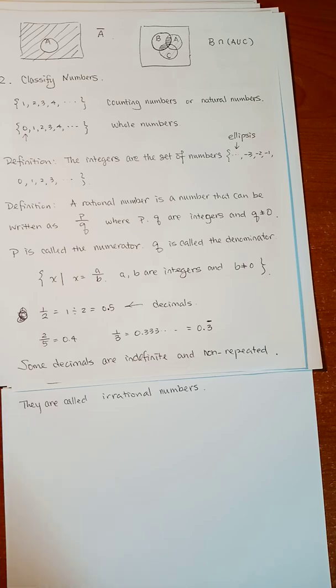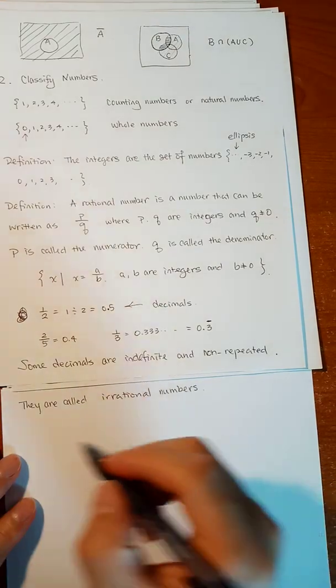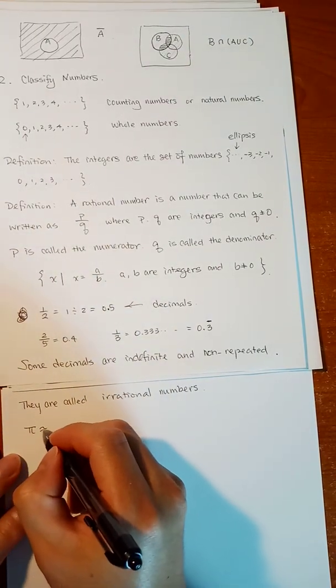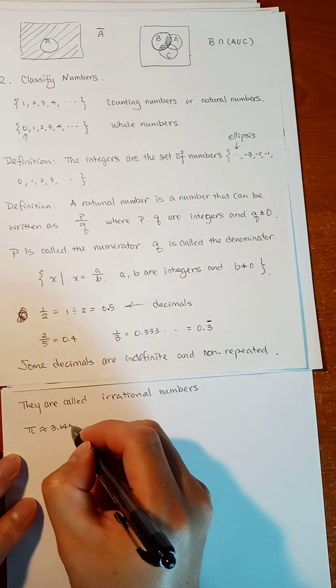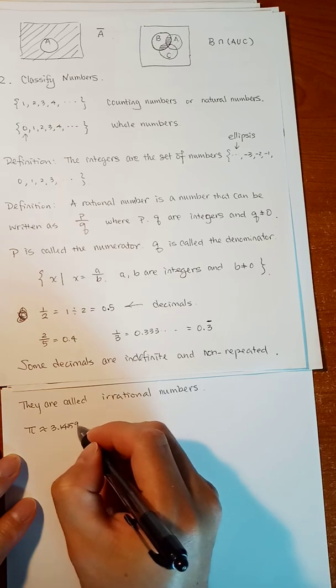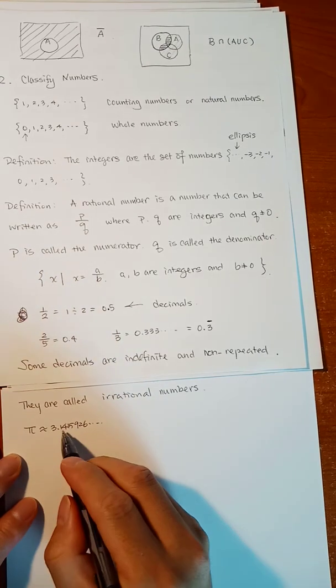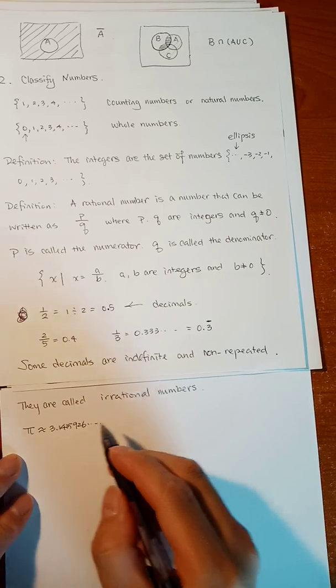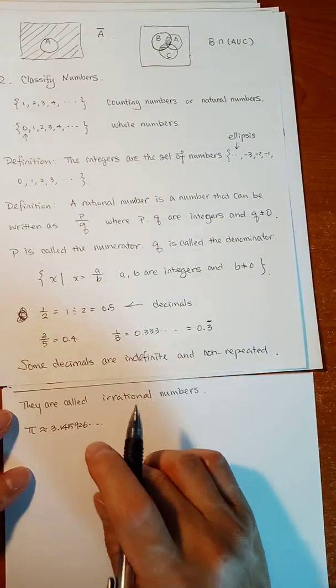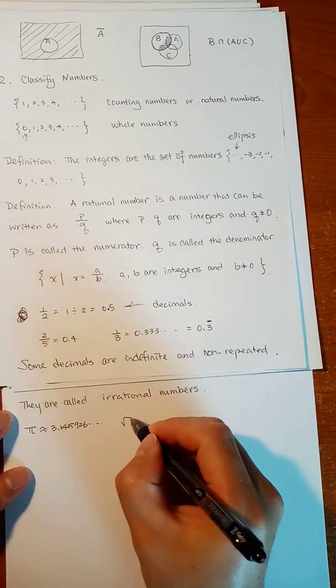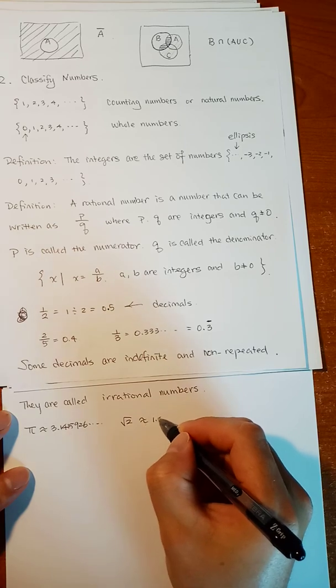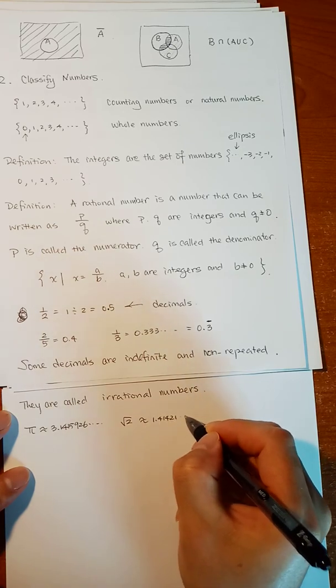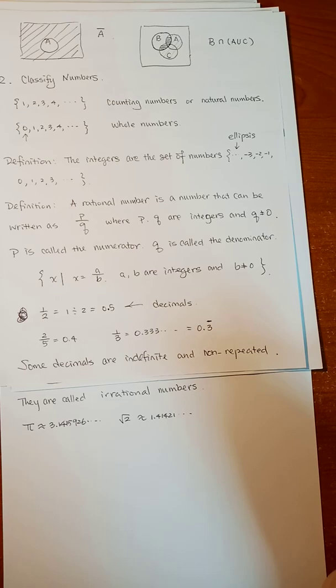So these decimals are slightly larger than the rational ones. For example, pi: 3.1415926 and so on. This one is irrational. And the square root of 2 is also irrational. Okay?